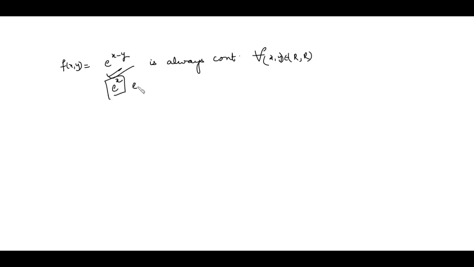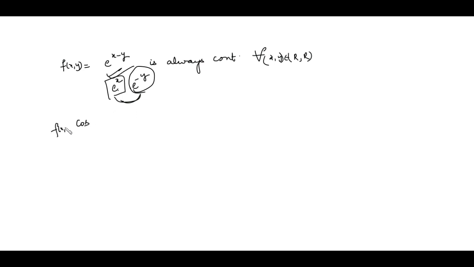Just see more examples related to continuity. e to the power x minus y is a function of two variables x and y. This function is always continuous for every point of the domain. Why is this function continuous? Because it is defined for all real numbers, and we know that the exponential function is always continuous. So e to the power x is continuous, e to the power minus y is continuous, and the product of two continuous functions is again a continuous function.